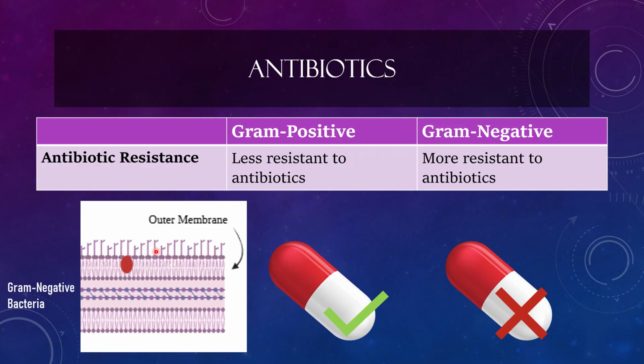Now, this outer membrane, specifically containing lipopolysaccharides, acts as a crucial barrier that excludes many common antibiotics from penetrating and reaching their targets. This means that gram-positive bacteria have a higher susceptibility to antibiotics and are less resistant, while gram-negative bacteria are more tolerant and can resist antibiotics.